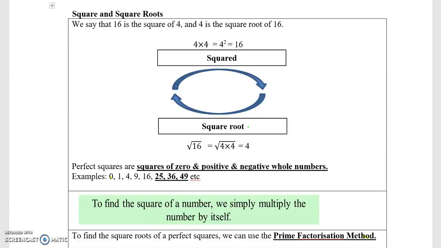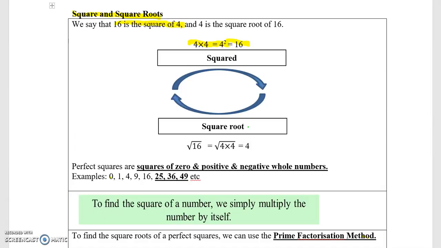Today, we're going to learn about squares and square roots. We can see that 16 is the square of 4, such that 4 times 4 equals 4 squared, or we can also say it as 4 to the power of 2, which gives us 16.